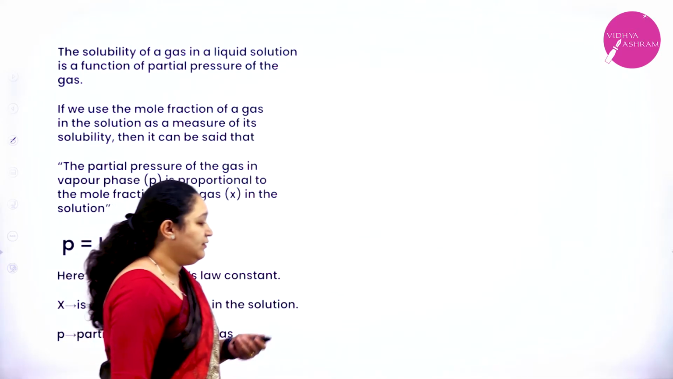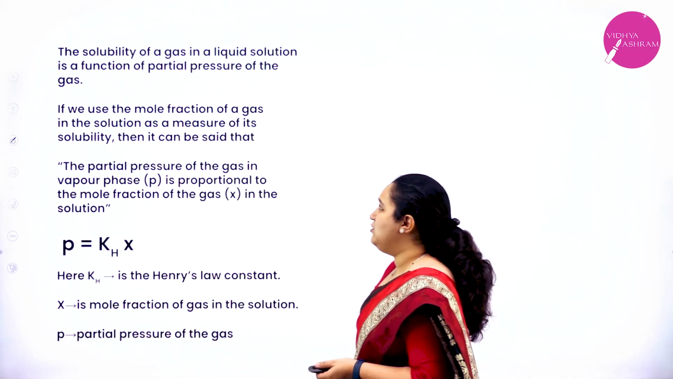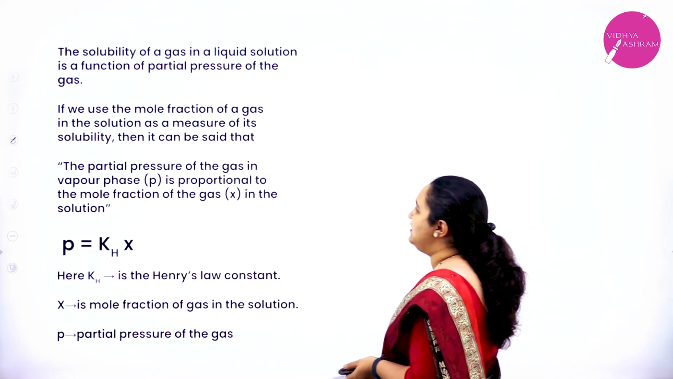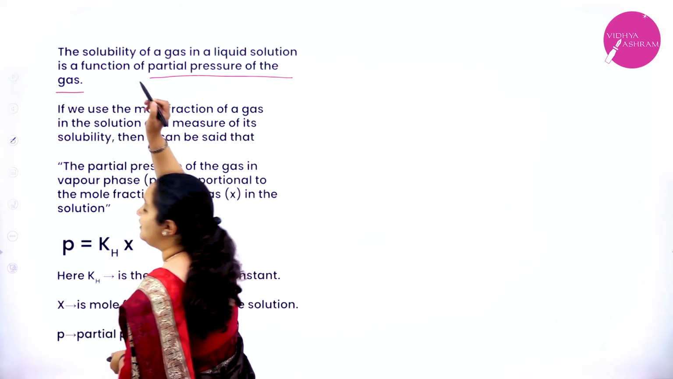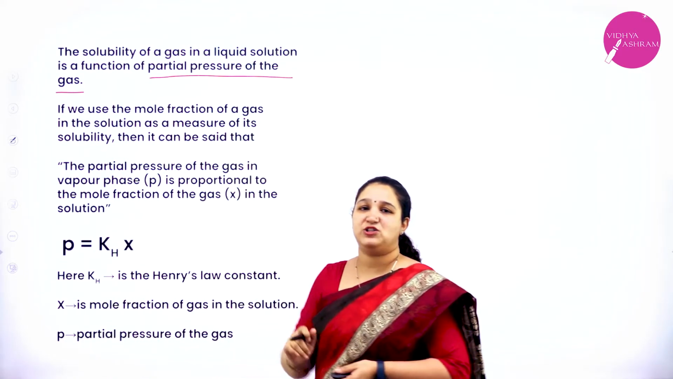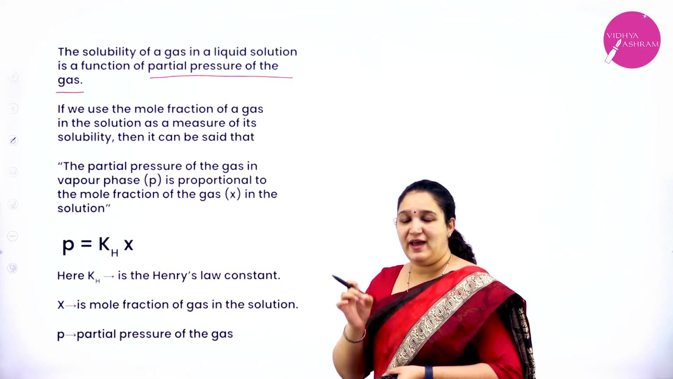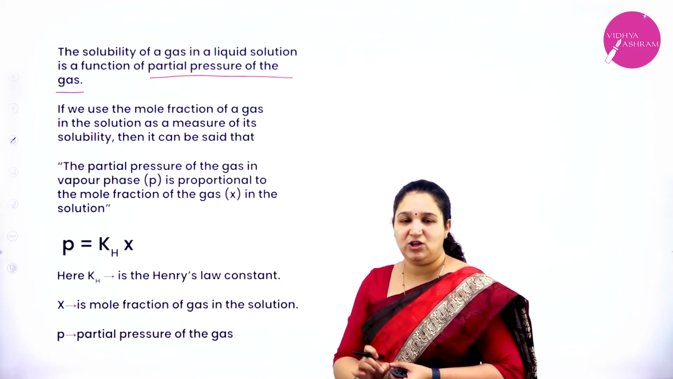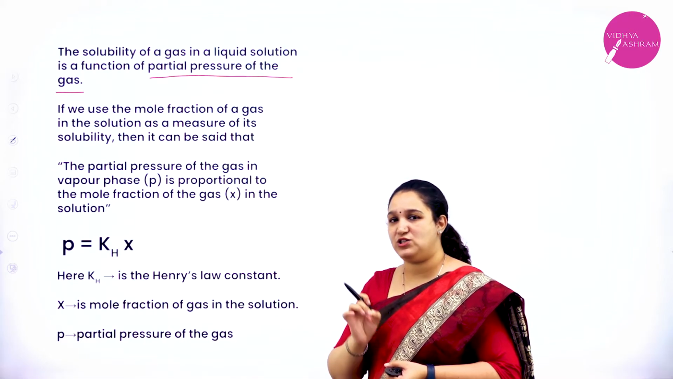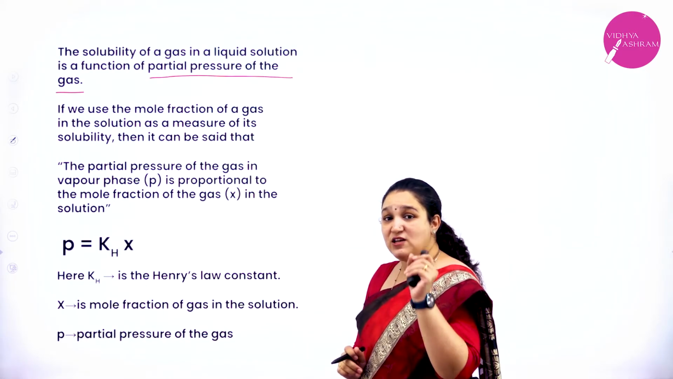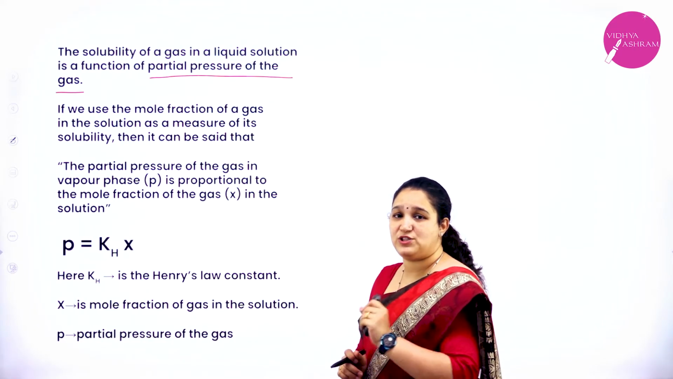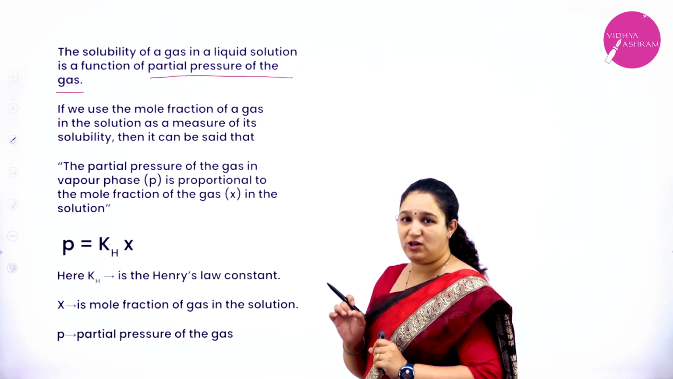Now further, here you see the solubility of a gas in a liquid solution is a function of the partial pressure of the gas. What do you mean by partial pressure? The pressure exerted by that particular gas, we call it the partial pressure. So what they are telling is that the solubility of a gas is a function of the partial pressure of that particular gas.